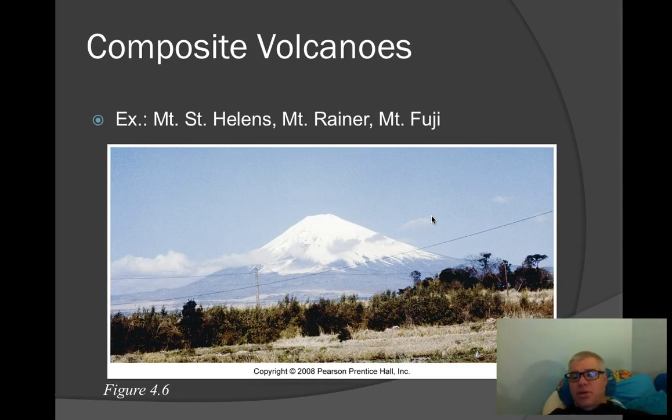Whereas composite volcanoes are volcanoes that are made out of andesite. Because the lava is a little thicker, it doesn't just run out, it explodes and creates falling debris. It makes the type of volcano that is probably the shape we think of for most volcanoes, like Mount Shasta, Mount Rainier, Mount Fuji, Mount St. Helens. Those are all composite volcanoes.